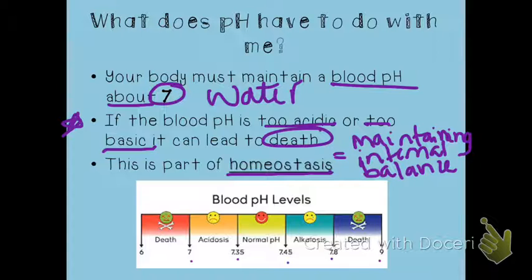Now, when you talk about plants, they often have to have a certain pH concentration in the soil. If the soil is too acidic or too basic, they aren't going to be able to grow correctly. This is especially true with certain types of flowers like hydrangeas that like a certain type of acidic soil. And if the soil is not the right pH, then that flower is not going to be able to grow.